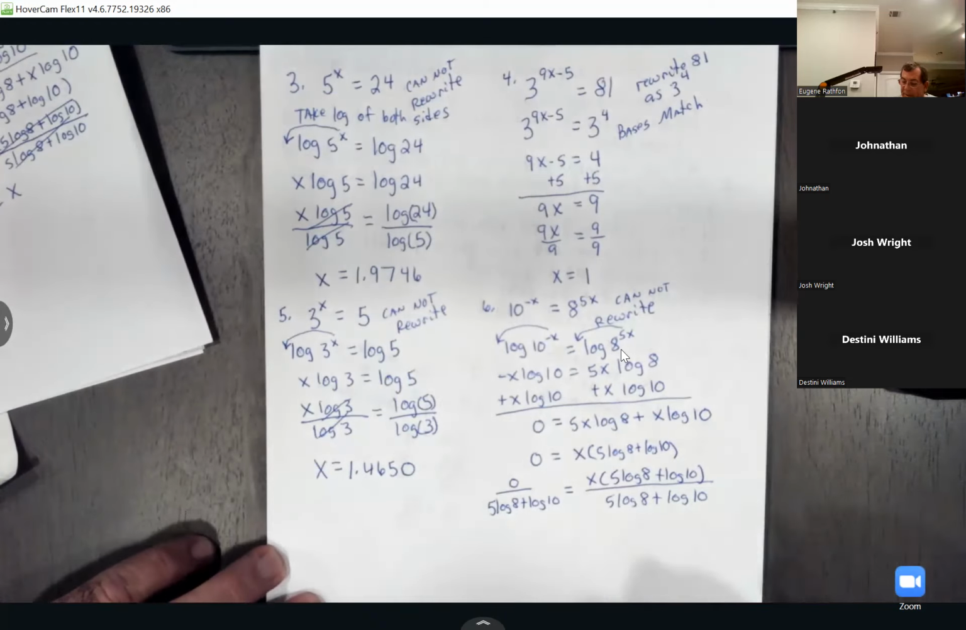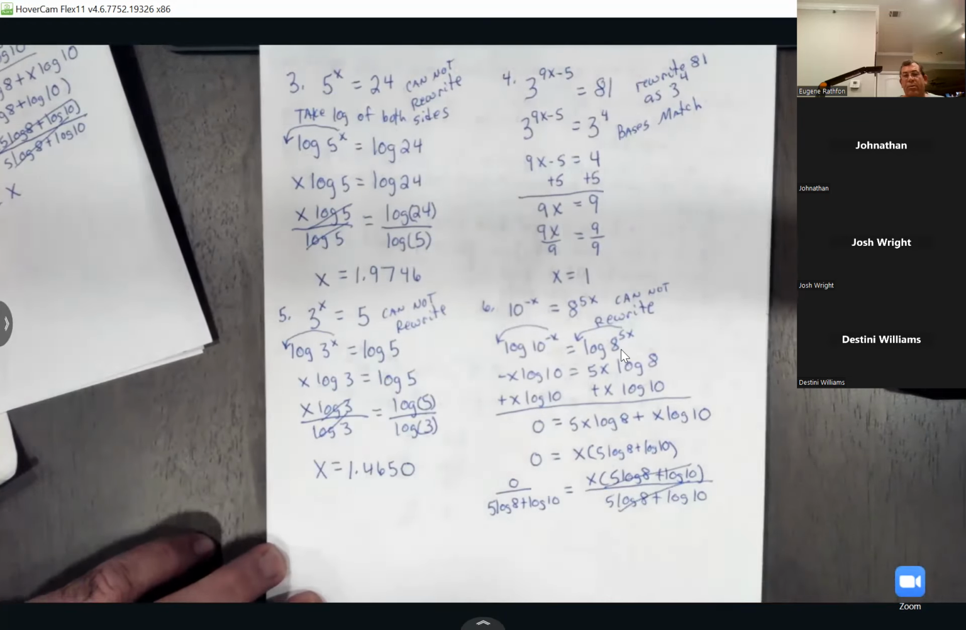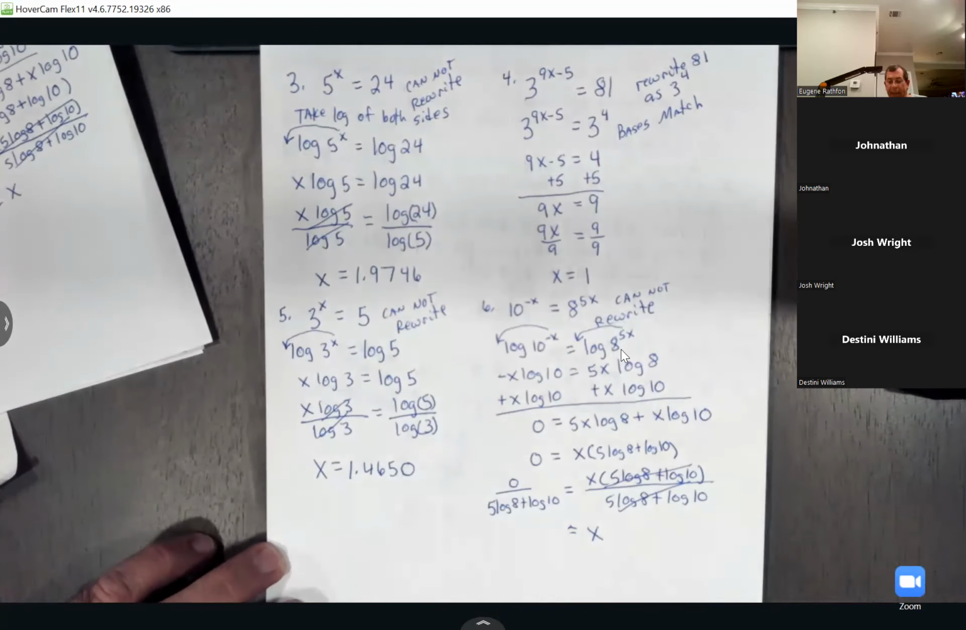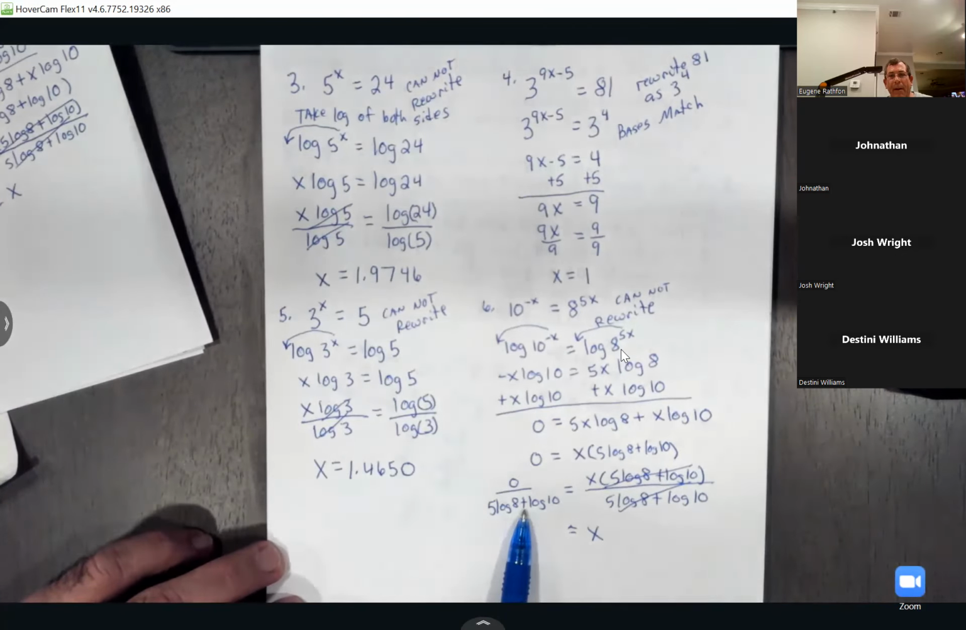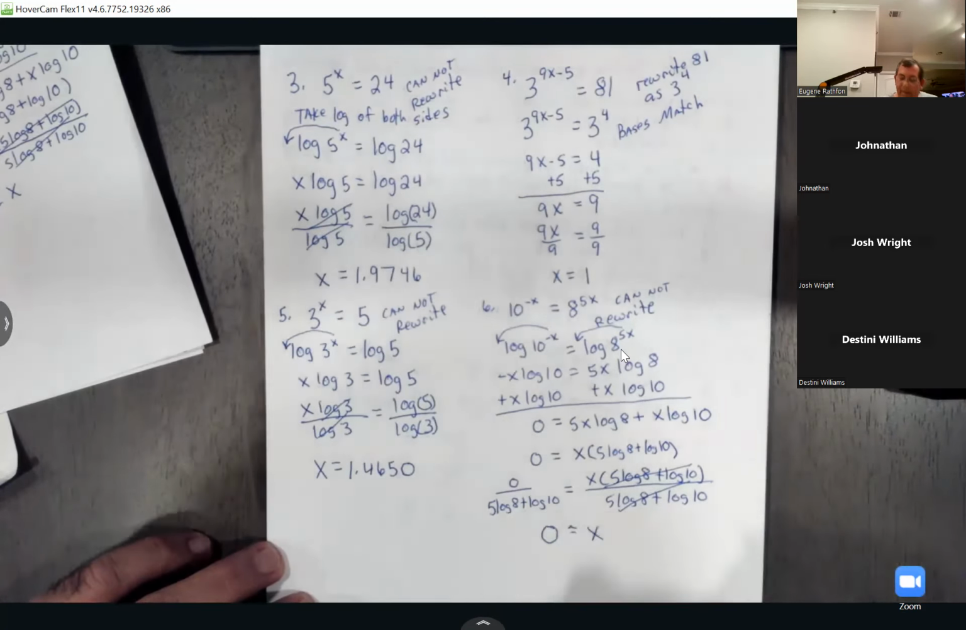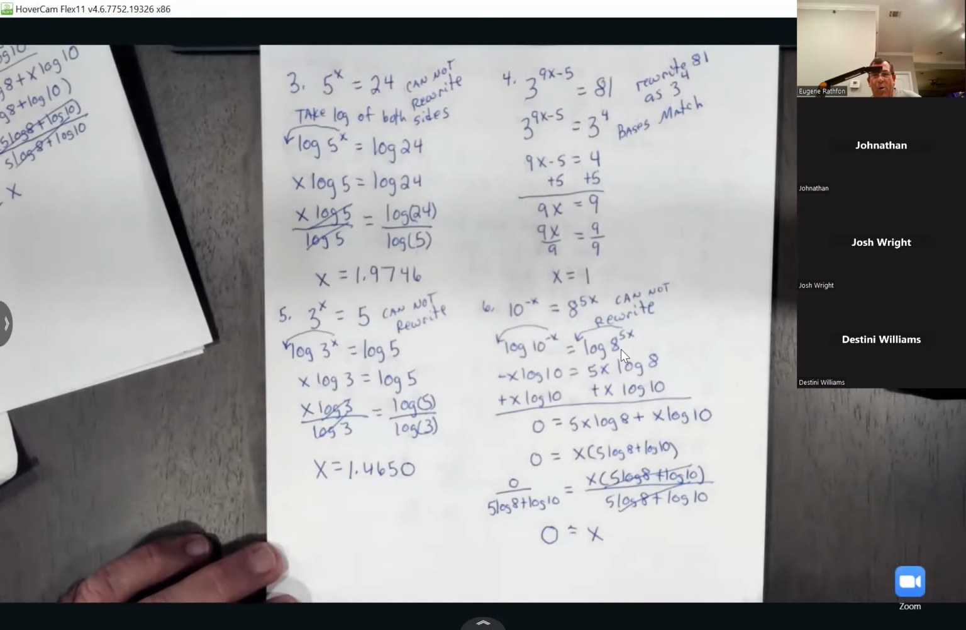Because y'all watch what happens. That right side now cancels. So I'm going to get my x. And guess what? I don't care what's on the bottom of this. You got a 0 on top, and 0 divided by anything is a big 0.